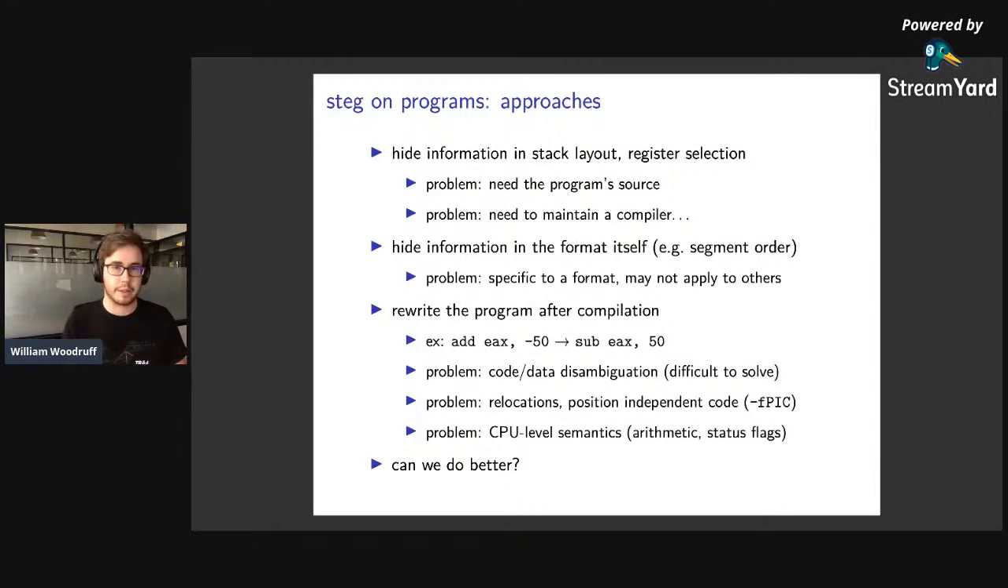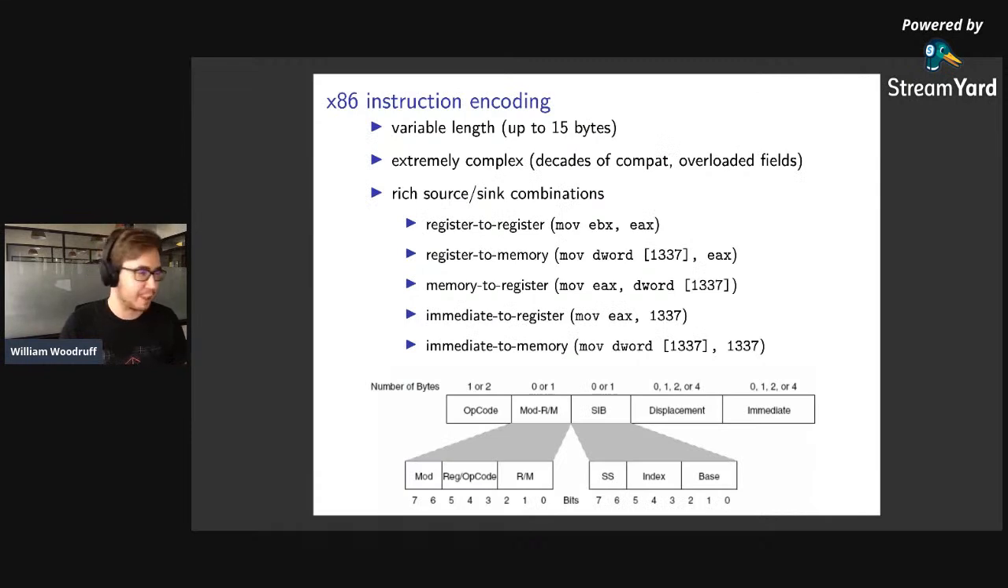And then finally, there's also the problem of CPU-level semantics, like the arithmetic and status flags. Add and sub don't necessarily set those flags in the same way. They might set different ones to different conditions. And so without knowing how the compiler expected those flags to be set, it's not safe in the general case to rewrite adds into subs, or and into some other combination of Boolean theories or anything like that. These are three options, and none of them immediately stands out as a great one. So my question is, can we do better? And to talk about whether we can do better, we need to talk a little bit about the x86 instruction encoding.